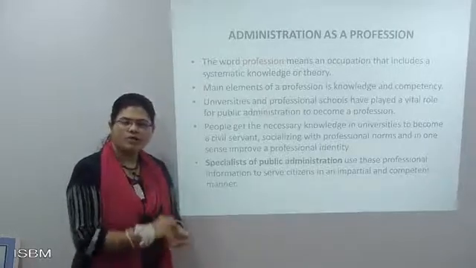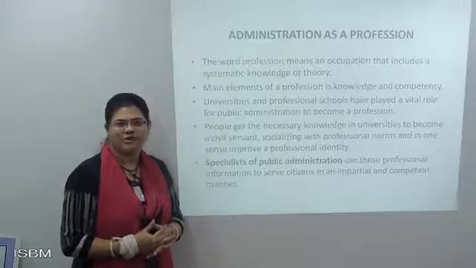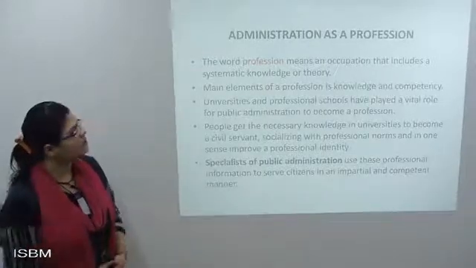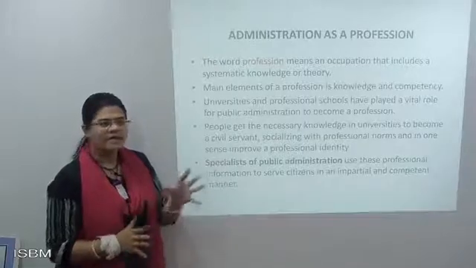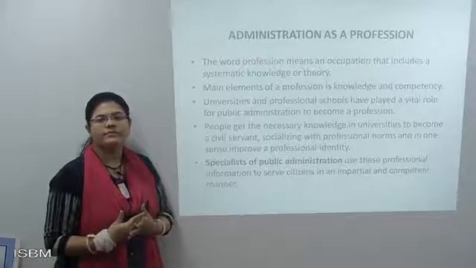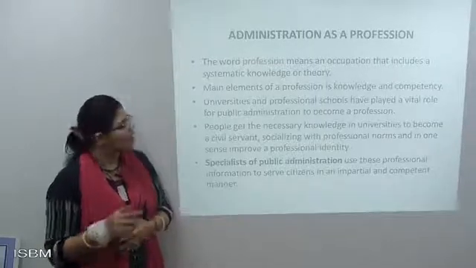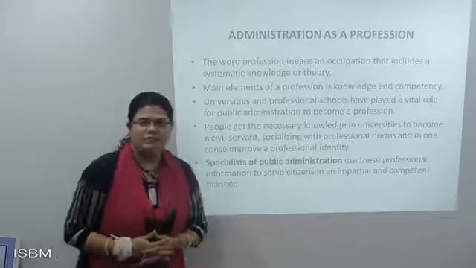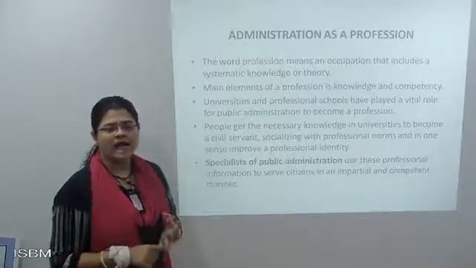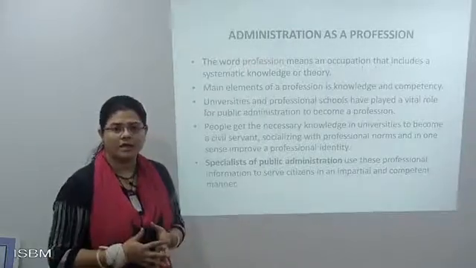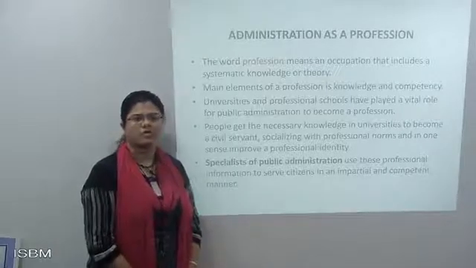Whatever knowledge you have, according to that you require skills, and with the help of the skills, that finally comes into your professional activities. So a profession means an occupation that includes systematic knowledge or a theory, where you have systematic knowledge, and second, a theory part, meaning you have already learned and are well experienced in that particular field. So it becomes very easy to communicate with the help of that. The main elements of a profession are knowledge and competency. Knowledge is required, and competency means how much you are involved in that particular thing and how much interest you have. That is why nowadays, you might have seen, when you go to any organization, if there is any kind of vacancy.